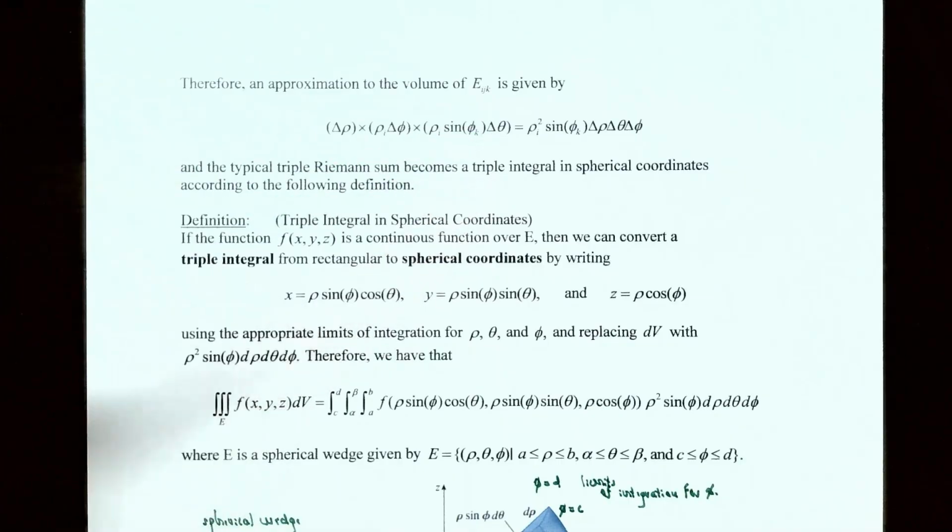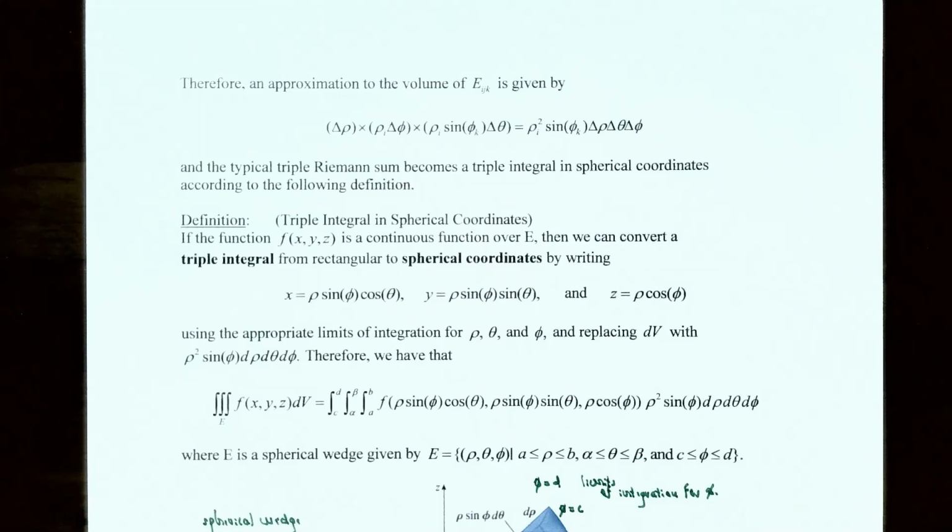It's rho sub i squared times sine of phi sub k times delta rho times delta theta times delta phi. So a typical triple Riemann sum will become a triple integral in spherical coordinates according to the following definition. So the definition for triple integral using spherical coordinates is as follows. You have a function f of x, y, z. It has to be a continuous function over this spherical wedge E.